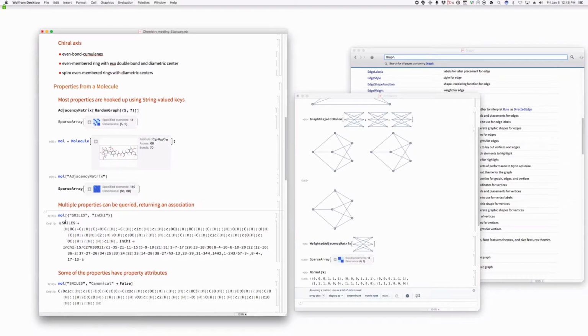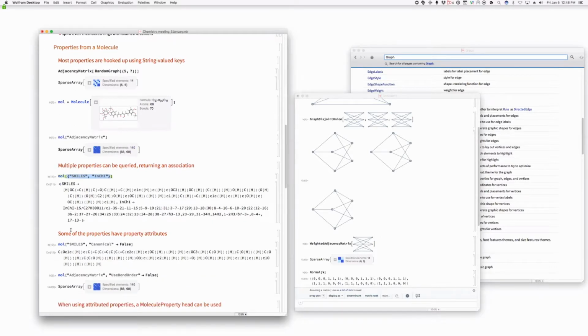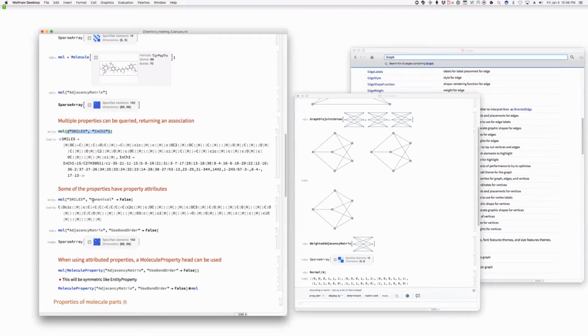Okay, so that's the SMILES and the InChI for that particular molecule. Fine. Is that the default thing that we do, to return an association when we have a list like this? Let's see. I think in EntityValue, it would just return a list. Okay, then that's what we should do. And then the EntityValue has a third argument that is, I believe, PropertyAssociation. So I'll emulate EntityValue. I would think so.